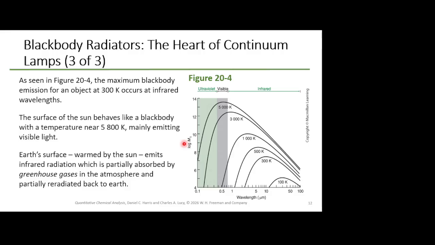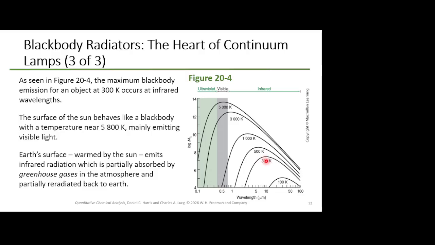So Earth's surface is being warmed by the sun. It's going to emit infrared radiation. This is going to be partially absorbed by what we call greenhouse gases in the atmosphere. This partially radiates those down back to Earth. And so that's actually the greenhouse effect: greenhouse gases re-radiating what is primarily infrared radiation.